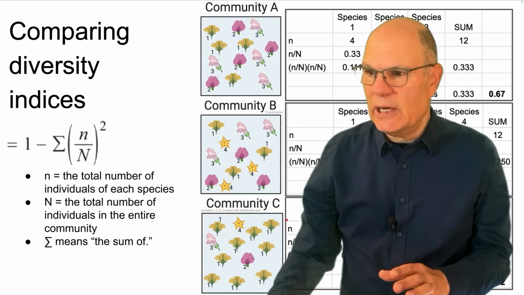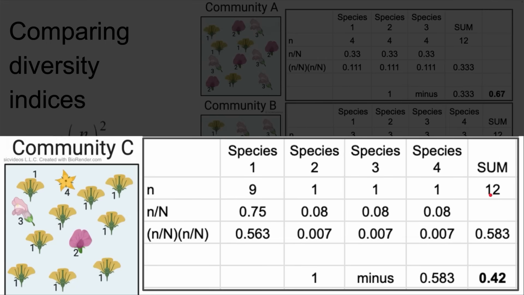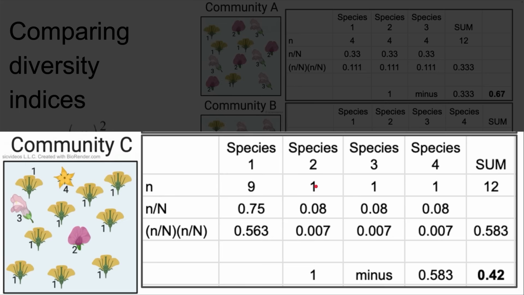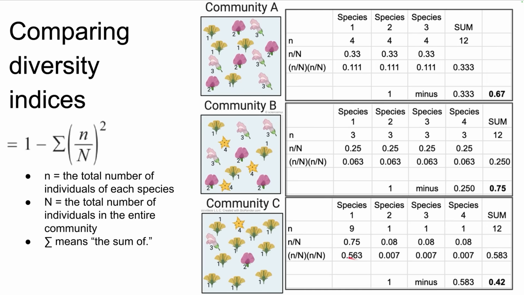So let's run the numbers for community C. Like the other 2 communities, it has a total of 12 individuals, of which 9 belong to species 1. So we're going to do little n divided by big N, 9 divided by 12. We get 0.75. Then we're going to square that, and we get 0.563. So that's what this value is for species 1. Now let's do the same for species 2, 3, and 4, because it's the same number for each of them. There's 1 individual. 1 divided by 12 is 0.08. That's little n divided by big N. We square that, and we get 0.007, and that's the same for species 3 and 4. So we're going to add up all those values because of this expression over here, and when we do that, we get 0.583.